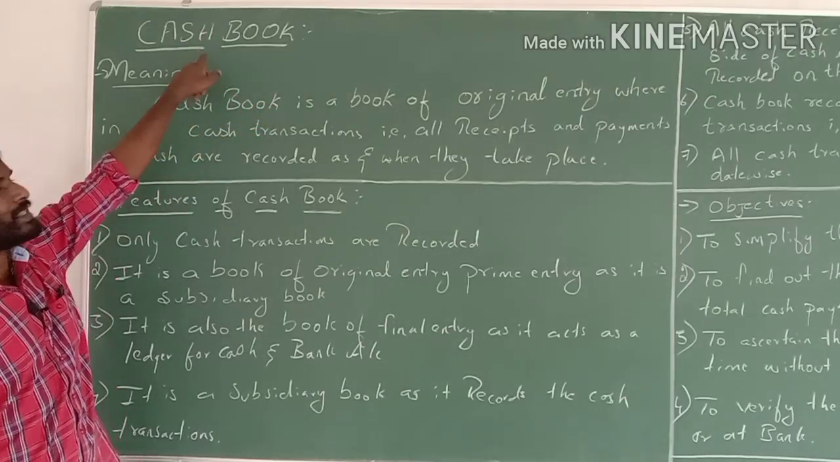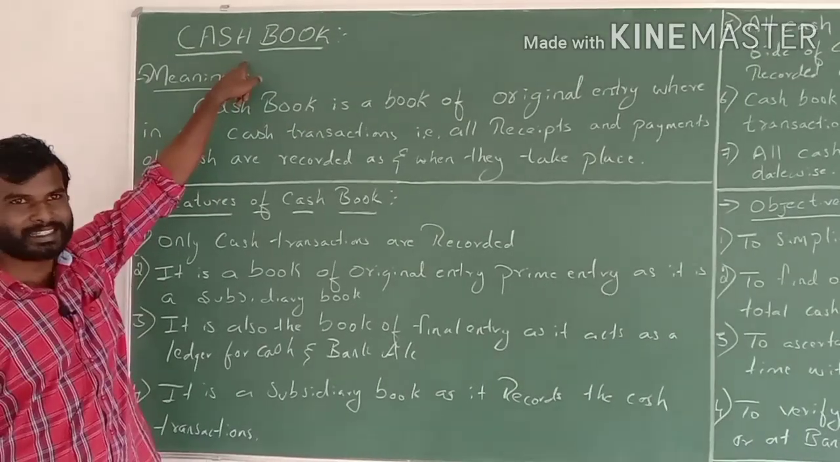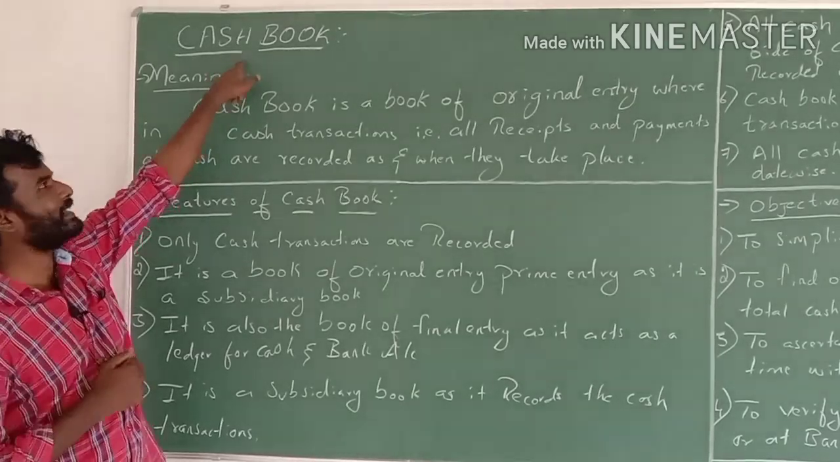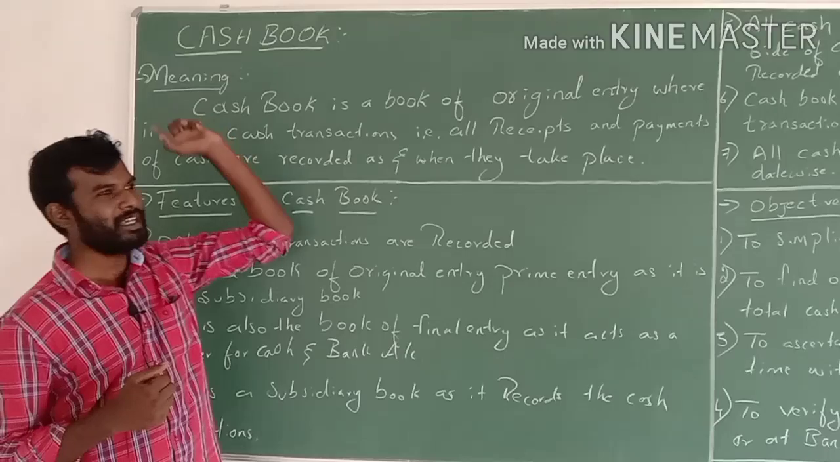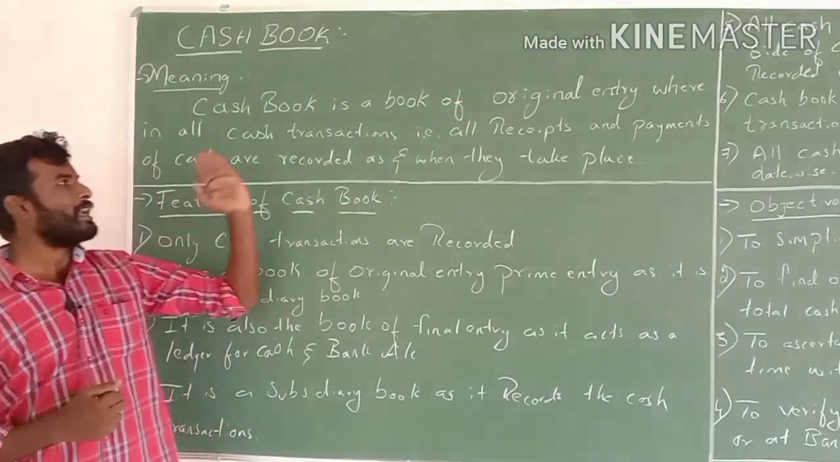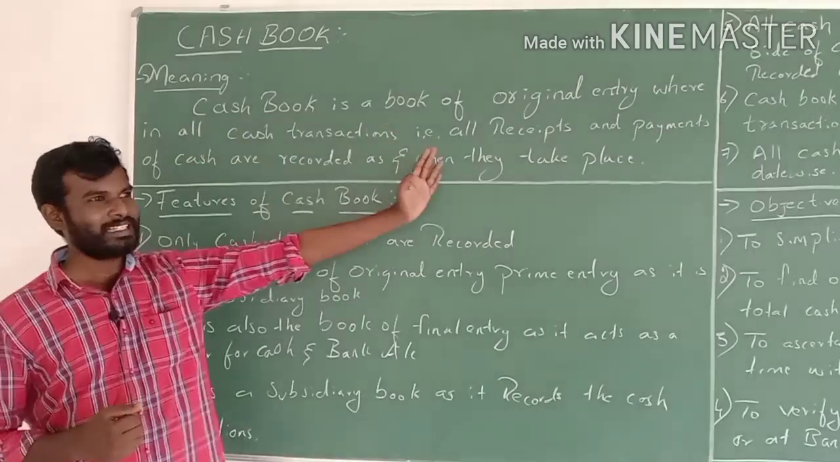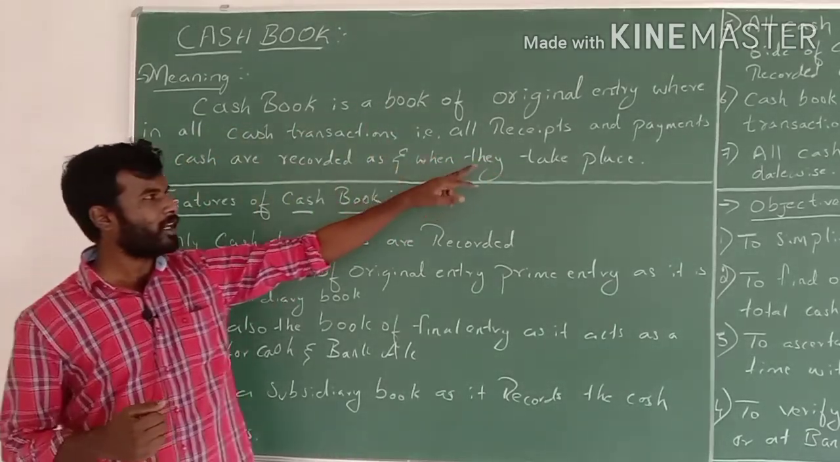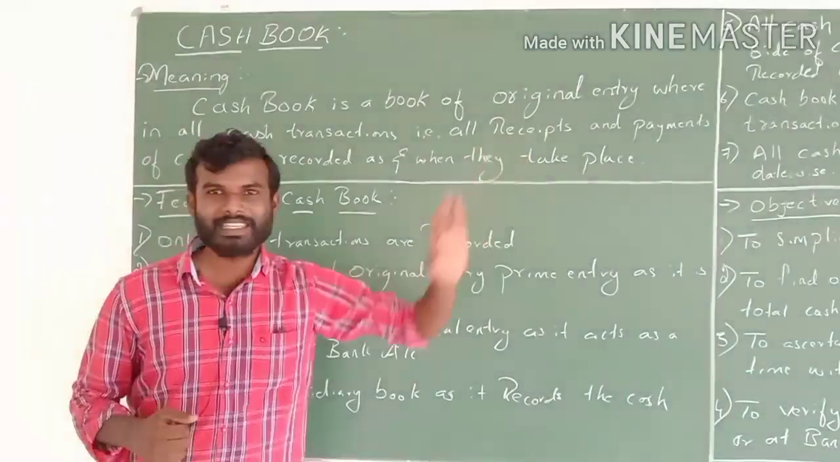The term cash itself represents the money or money's worth, that is nothing but cash here. So what is the meaning of cash book? Cash book is a book of original entry where all cash transactions, that is receipts and payments of cash, are recorded as and when they take place.